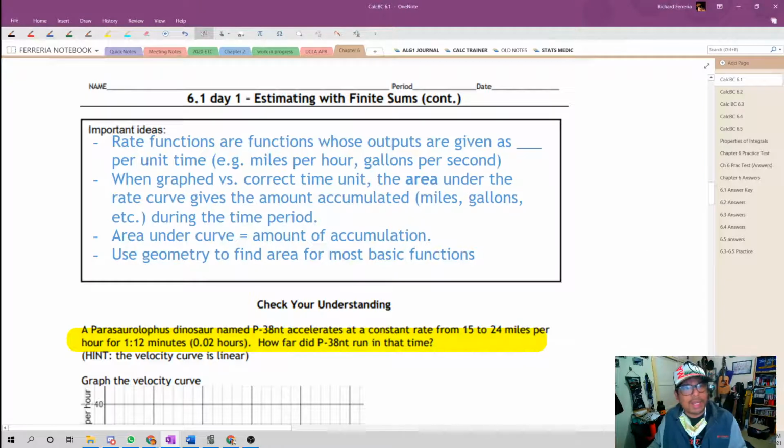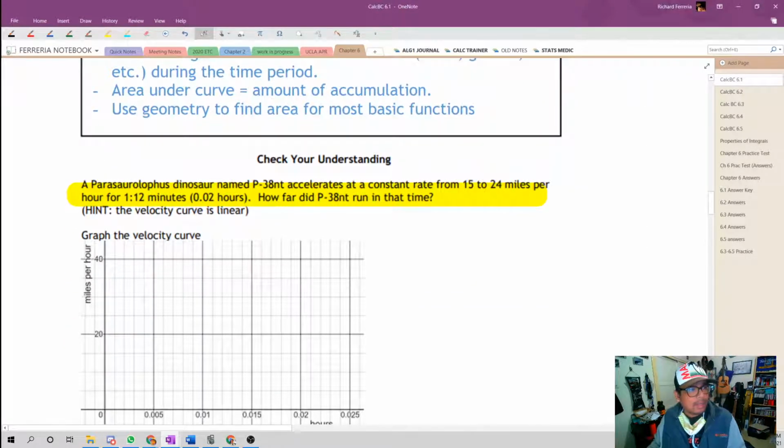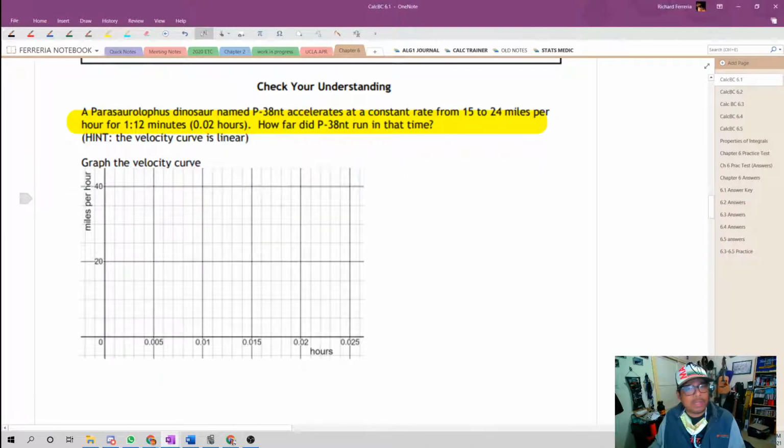Let's check our understanding. A Parasaurolophus dinosaur named P38NT accelerates at a constant rate from 15 to 24 miles per hour for 1 minute and 12 seconds, which is the same thing as 0.02 hours. So how far did P38NT run during that time? The hint here is that the velocity curve is linear.